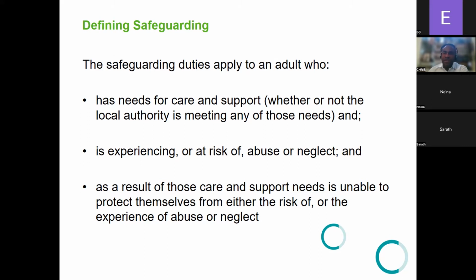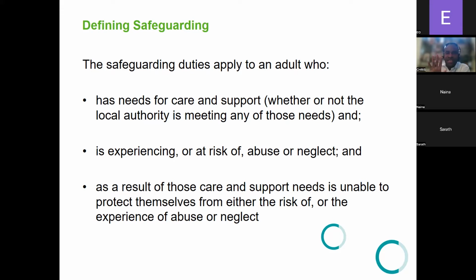And the third thing in relation to safeguarding and vulnerable adults is an adult who, as a result of the care and support needs that they have, is unable to protect themselves from the risk of being abused or from experiencing abuse.